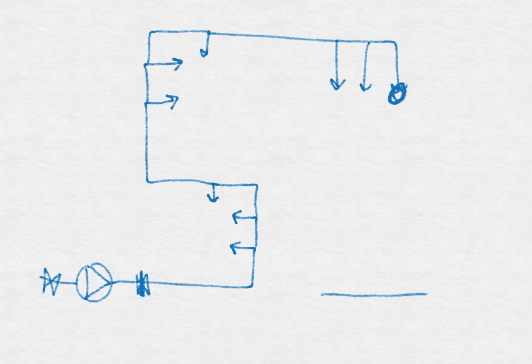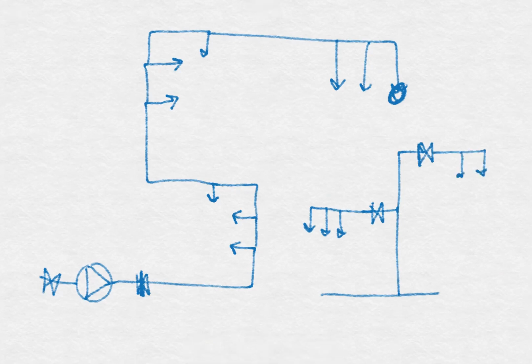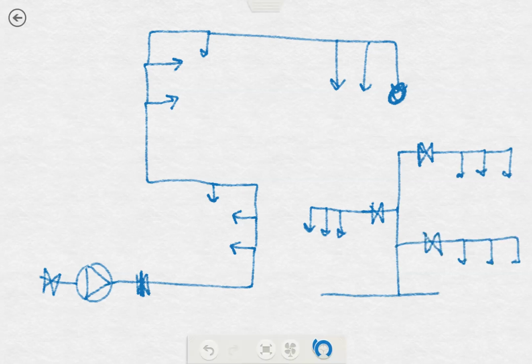So it's always better having different branches. So I can cut off this and it affects only the kitchen. And then I can shut this valve and then it affects only this bathroom. And then I can do this. And if I place a valve here, it affects only this bathroom. So that's the difference between a linear layout and a branch layout. So this is always better.